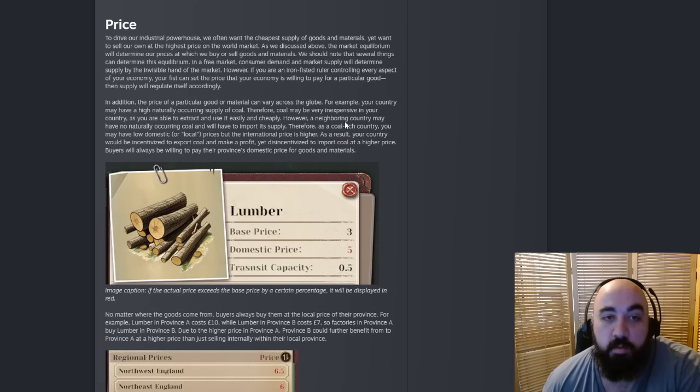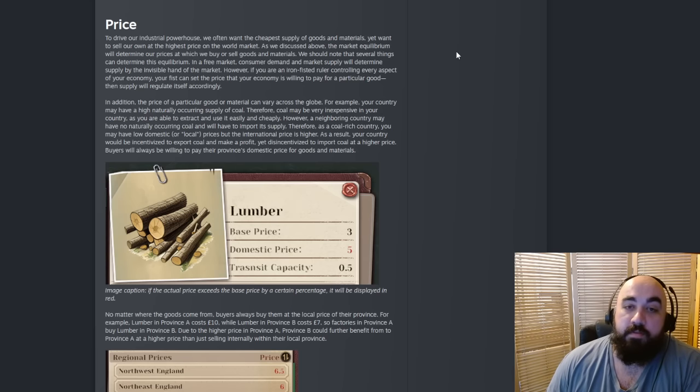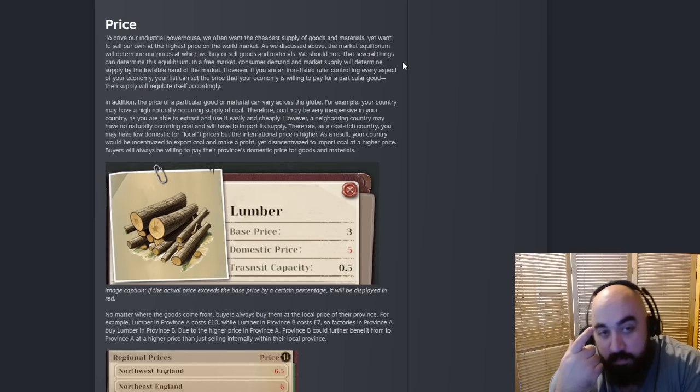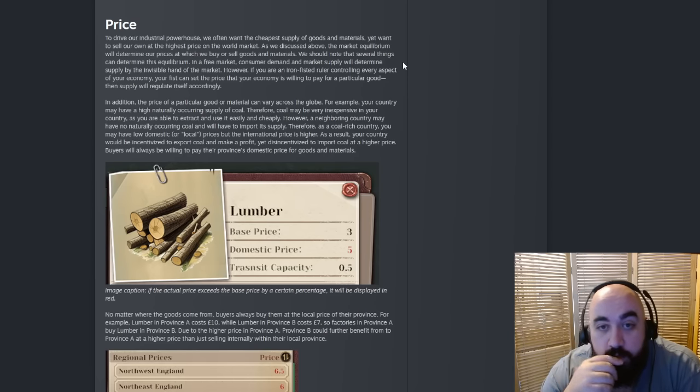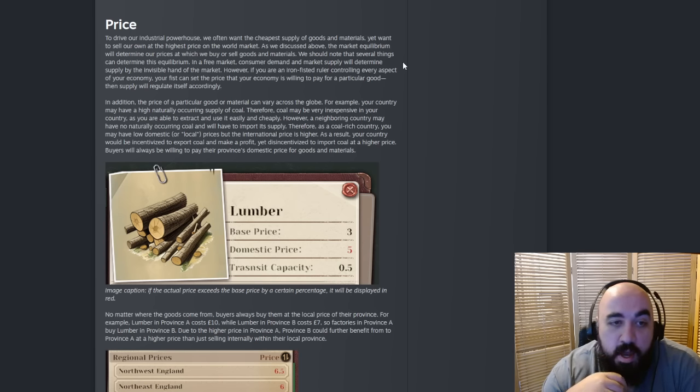To drive our industrial powerhouse, we often want the cheapest supply of goods and materials, yet we want to sell at the highest price on the world market. As discussed above, the market equilibrium will determine the prices at which we buy or sell goods and materials. We should note that several things can determine this equilibrium. In a free market, consumer demand and market supply will determine price by the invisible hand of the market. However, if you are an iron-fisted ruler controlling every aspect of your economy, you can first set the price that your economy is willing to pay for a particular good, and then supply will regulate itself accordingly.